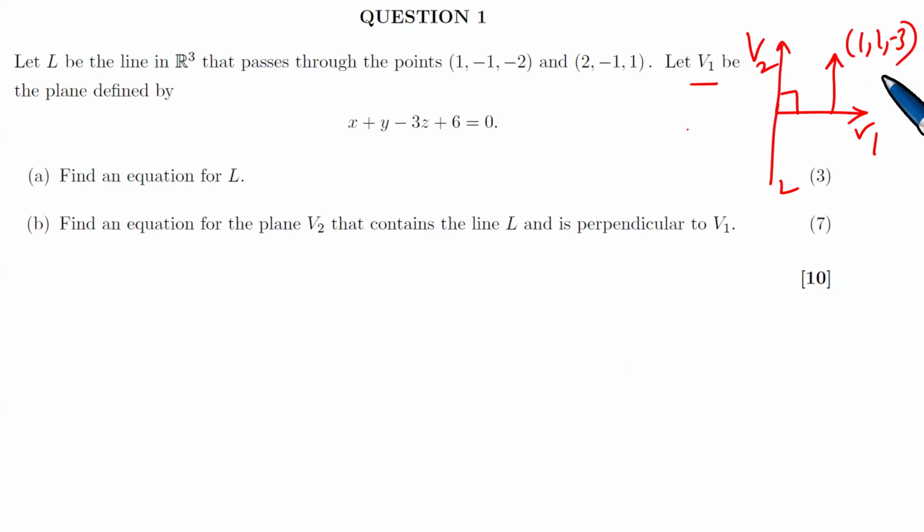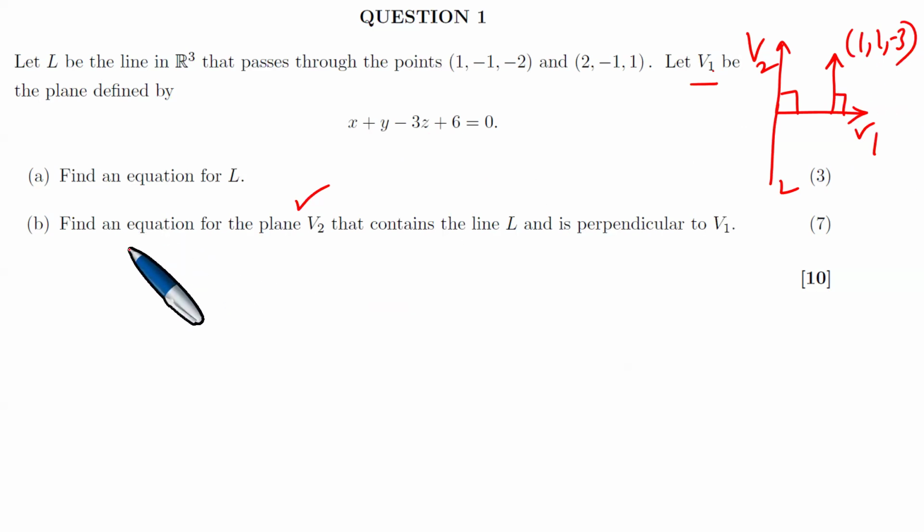Why are we even interested in this? Because to find an equation for the plane, we always need a normal. We need a normal, and obviously we also need a point on the plane. So we'll refer to the formula we used last time. We have V1, and V1 is a plane, and it has a normal, which is a perpendicular vector to V1, which is (1, 1, -3).